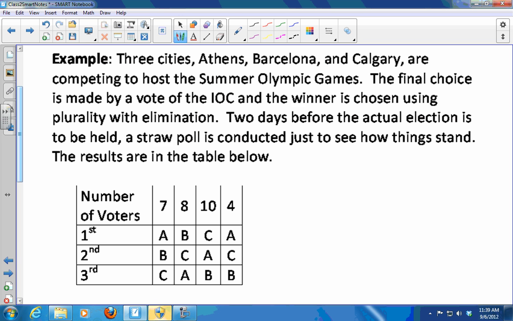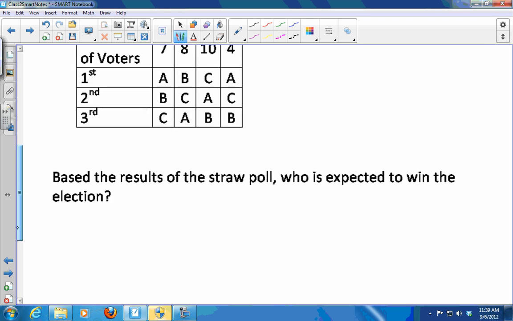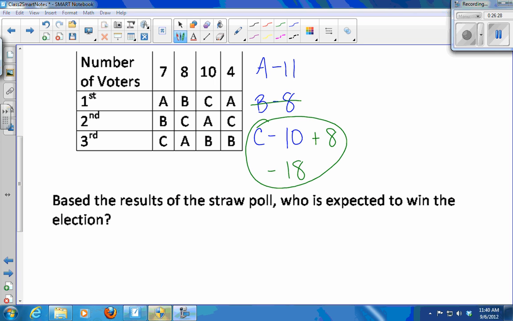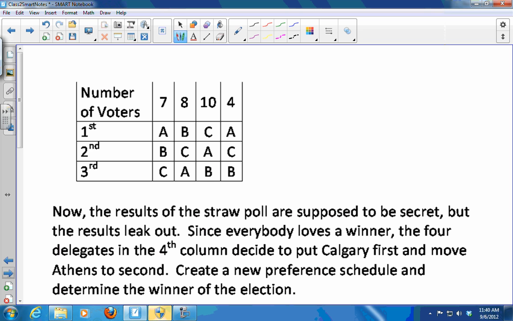Okay, so these are the results. I want you to figure out, based on these results, who's expected to win. Use plurality with elimination. C turns out to be the winner with 18 votes. All right, so Calgary's in the lead, right?